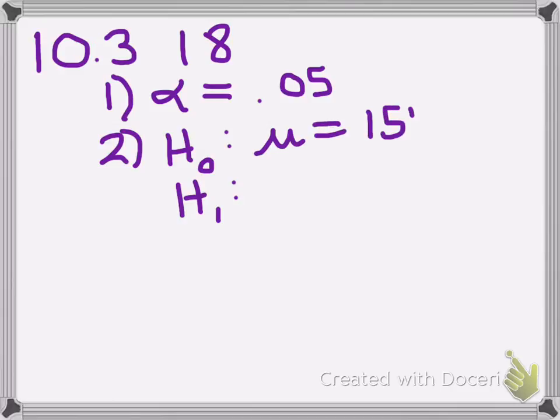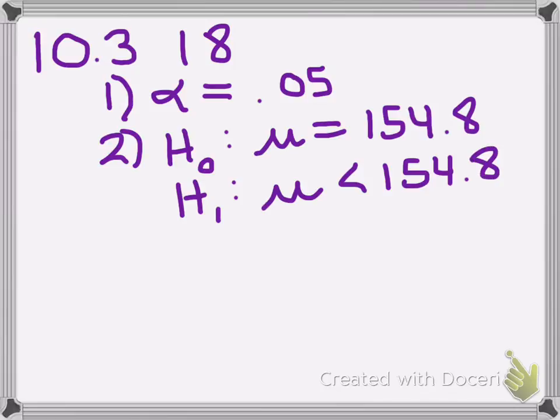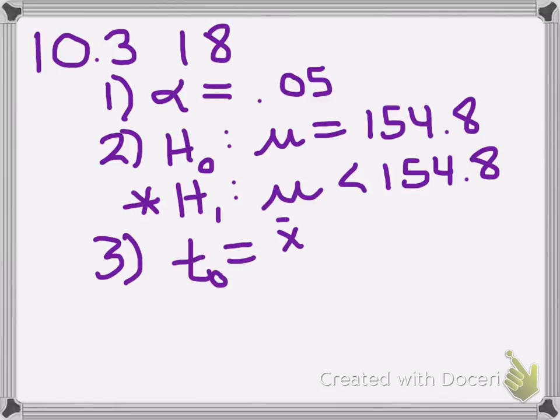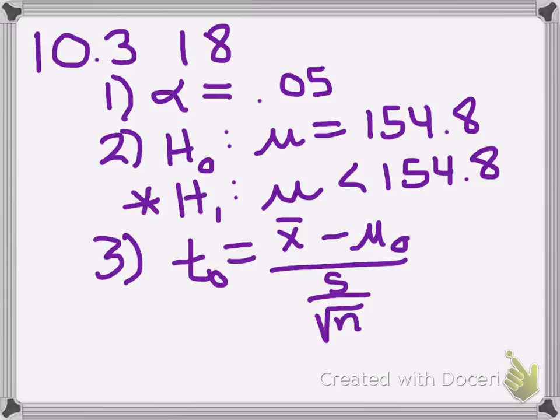And when you read through the original problem, you'll see that the population mean is 154.8. We are seeing if in our sample it's less than that. This is my claim, so I'm going to put an asterisk by that so we know when we come back to it. Step 3, the first thing I do is write down our formula. T test, since we're testing mean. And so therefore T naught is x bar minus mu naught divided by S over square root of n.